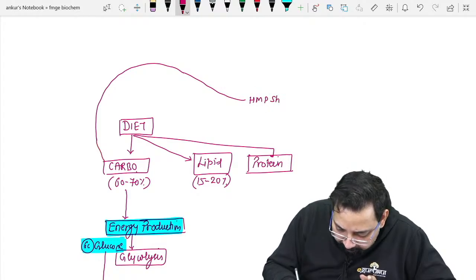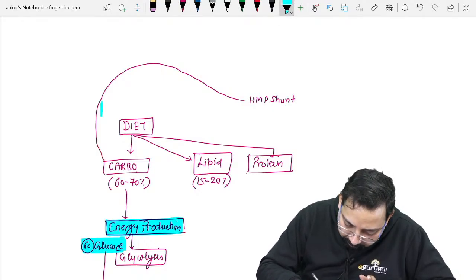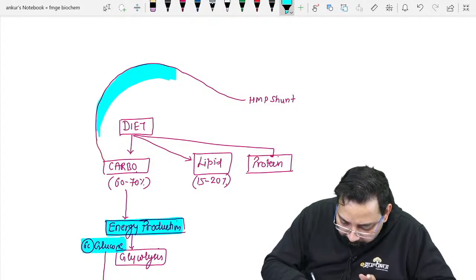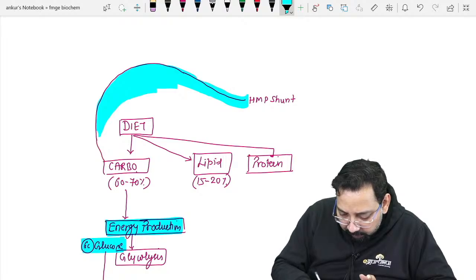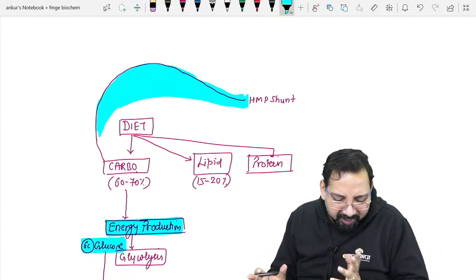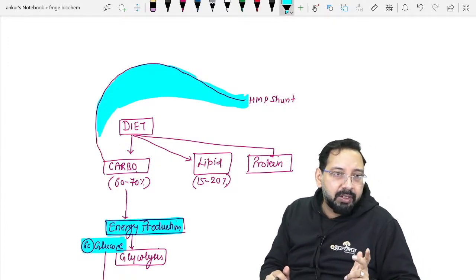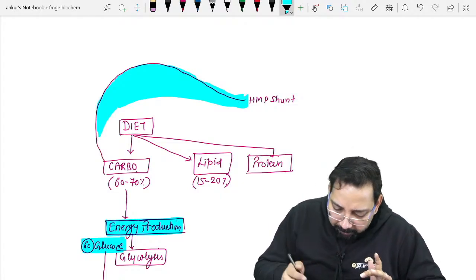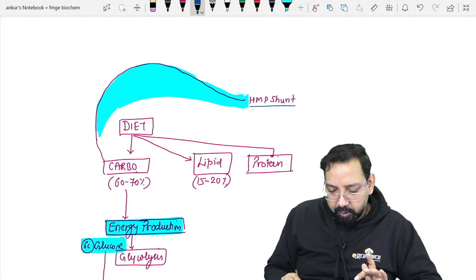HMP shunt. This is just like a hump, like the hump of a camel. HMP shunt, okay. It is a weird thing, but sometimes it develops spontaneously. I am habitual, and I want my students also to be habitual. HMP shunt, that is hump, okay.